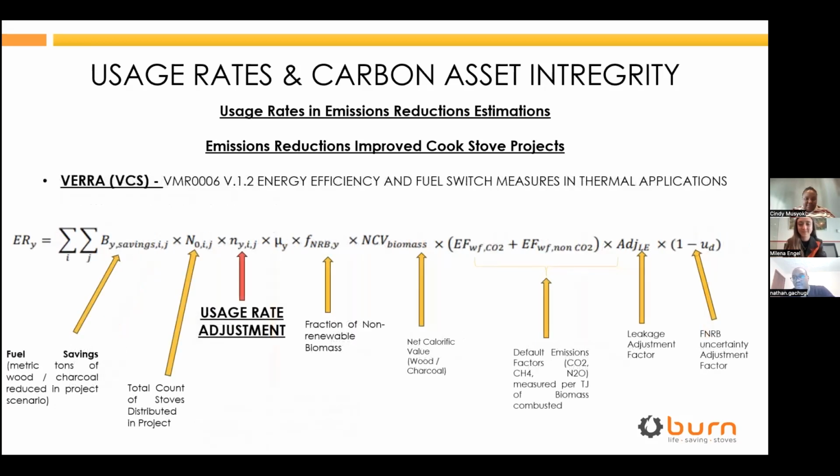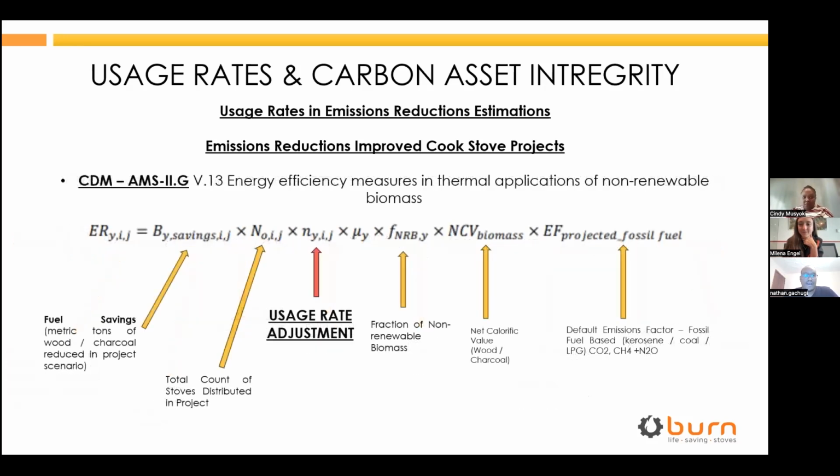In the Vera methodology, VCS VMR 006, this value has a different connotation and representation in the equation, but effectively means the same thing. The usage rate adjustment here is simply supposed to account for any drop-off or any other variables that have prevented persons who initially received or purchased improved cookstoves and are now no longer participating within your program. Within the CDM methodology as it was then constituted, you'll see the formula being very similar to what you've just seen for the Vera methodology.